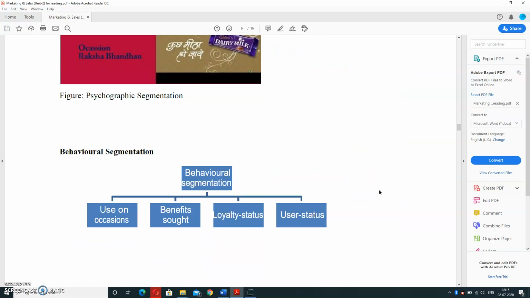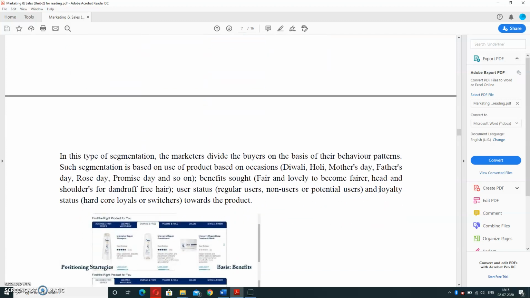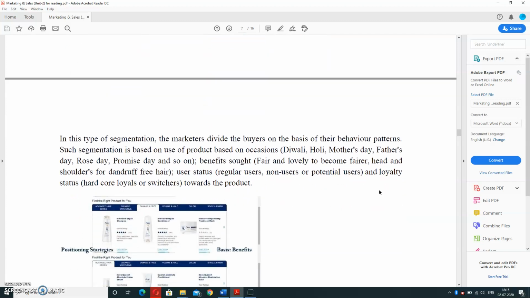Next is behavioral segmentation. Behavioral segmentation is done on the basis of usage, occasion, benefit sought, loyalty status and user status. In this type of segmentation, marketers divide the buyers on the basis of behavior pattern. Segmentation is basically done on the basis of occasions like Diwali, Dussehra, Mother's Day, Father's Day, Rose Day and so on. Multiple occasions are there.